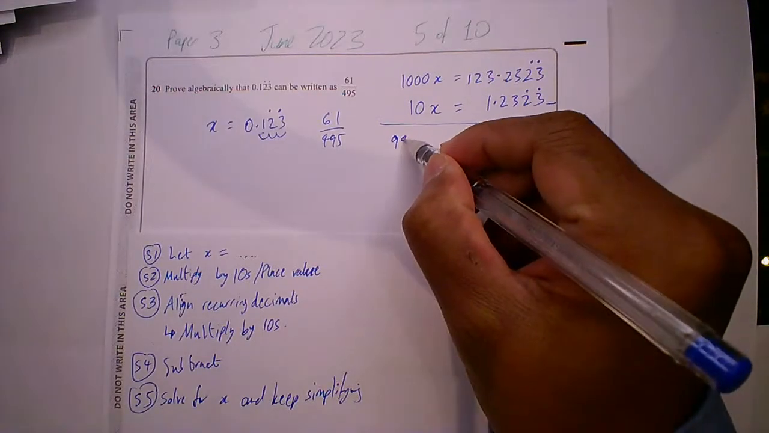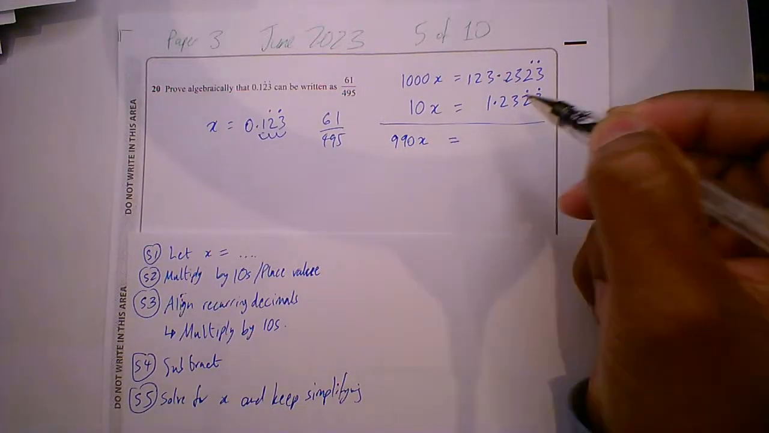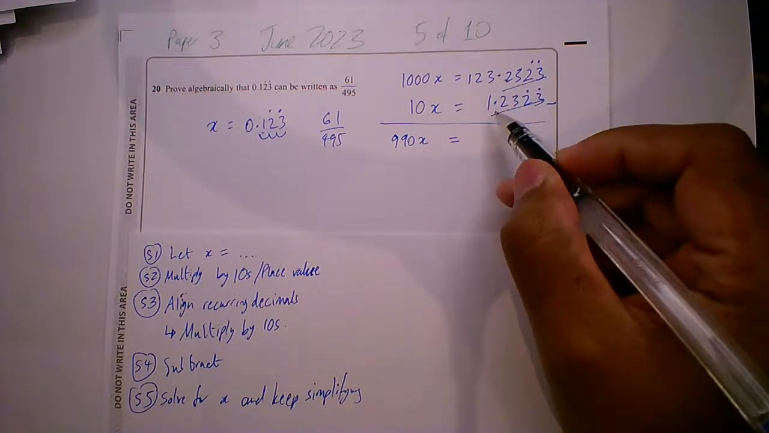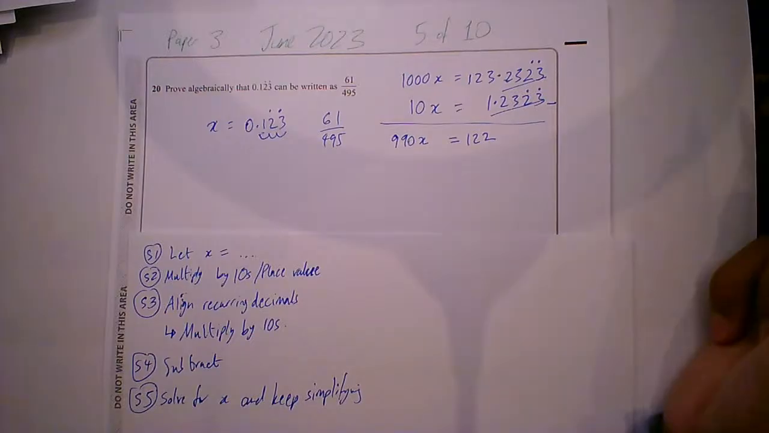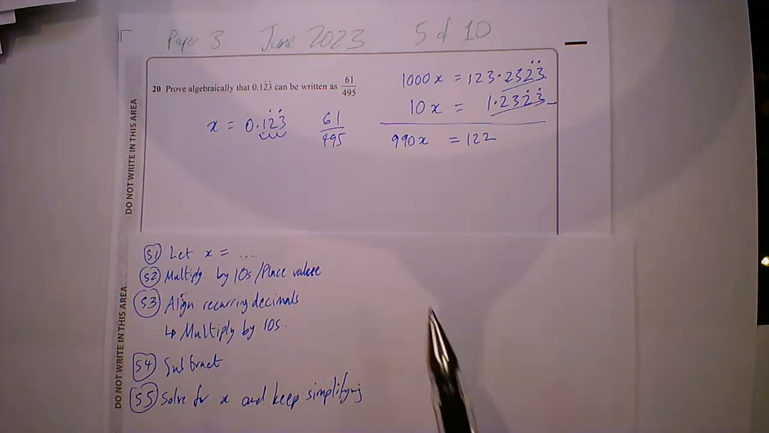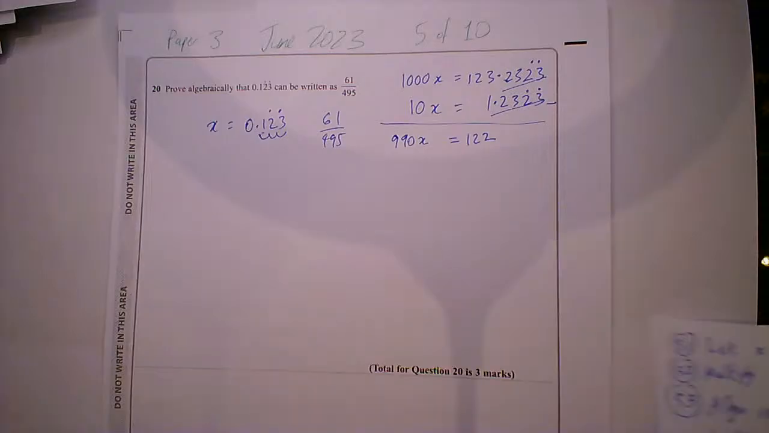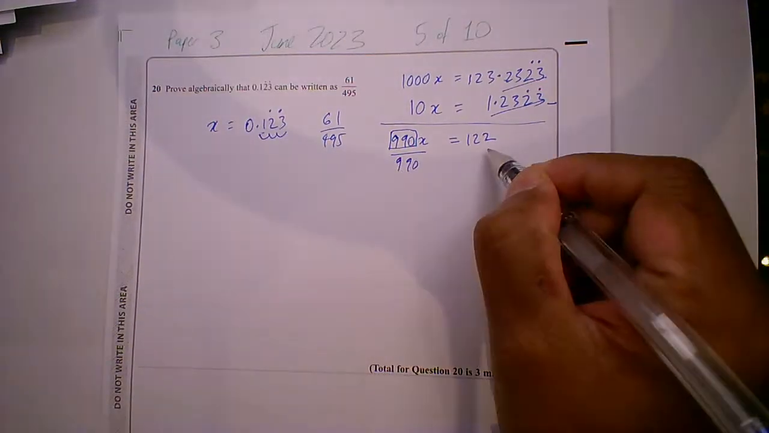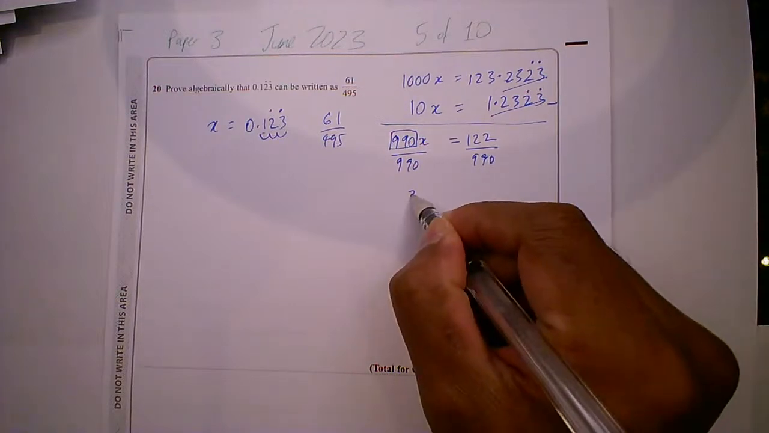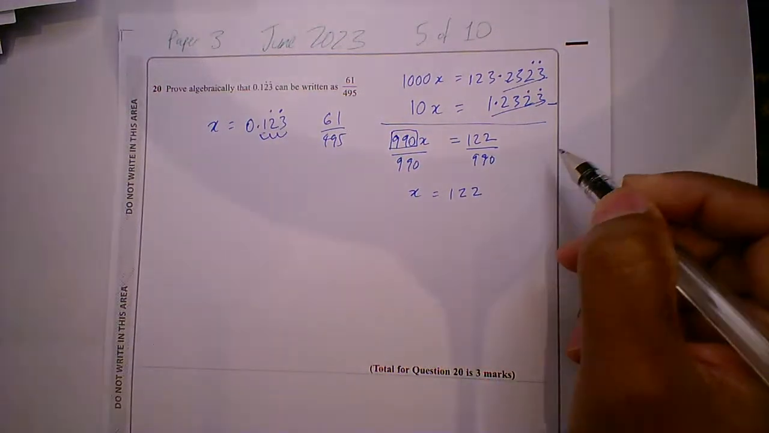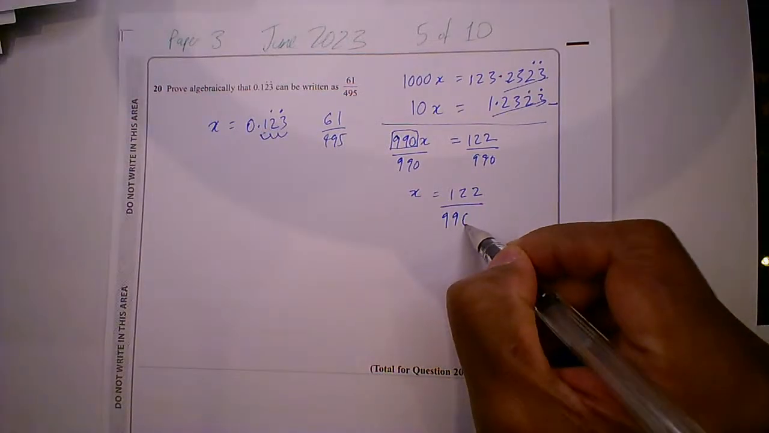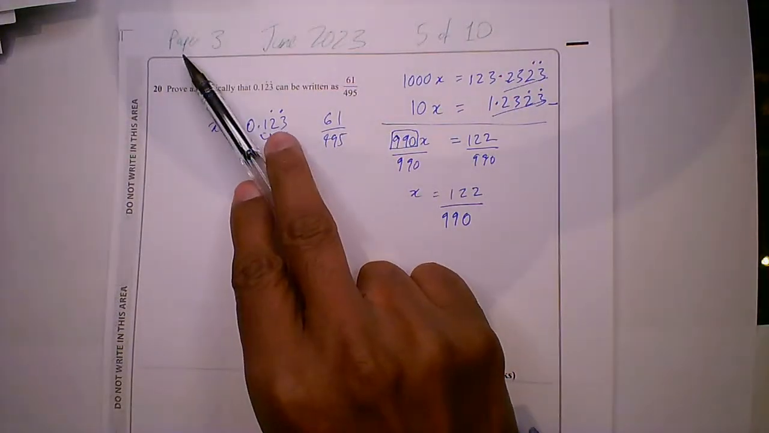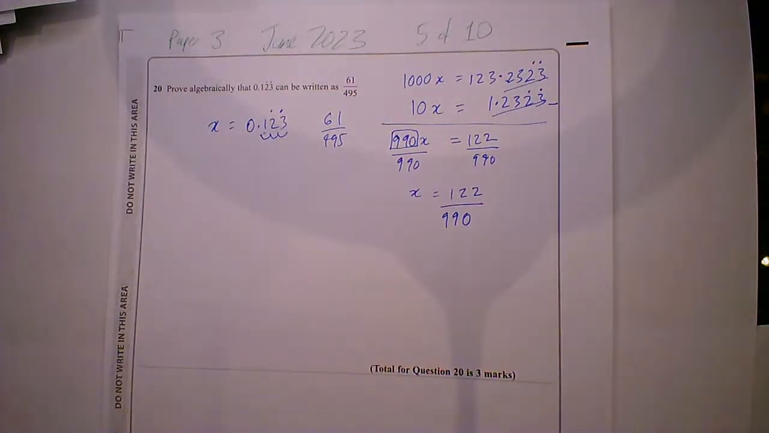1000 take away 10 is 990. Again, similar to what we've just been doing for the last 4 questions. And now the decimal points cancel. 123 take away 1 is 122. And now we solve for x, and then we want to keep simplifying until we get to that. So divide by 990, divide by 990, x equals 122 over 990. Now, what number do we need to divide them by? We can keep simplifying, but we are using a calculator paper. So let's get our calculator and use it.